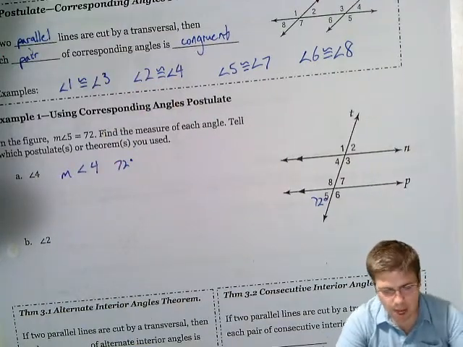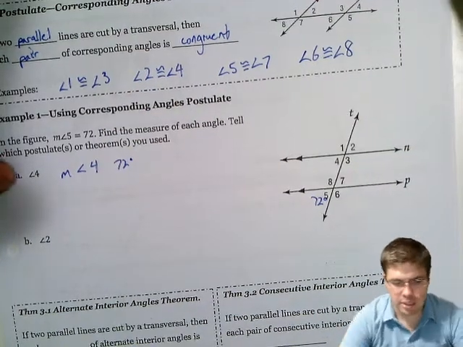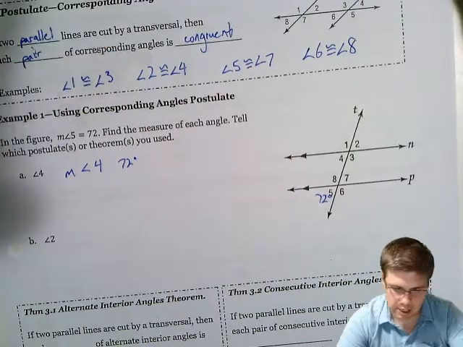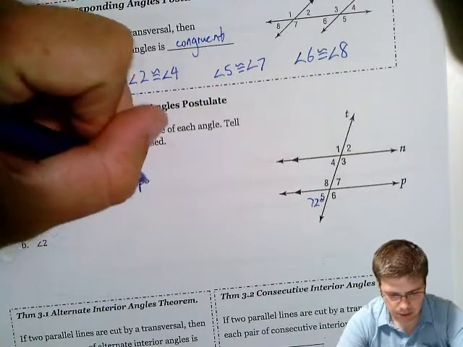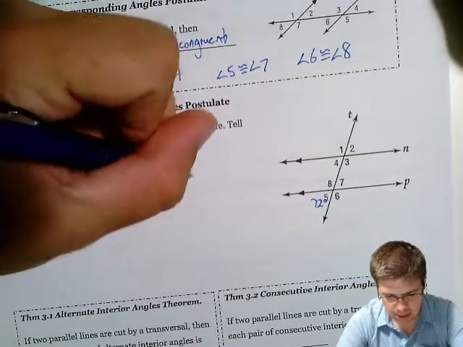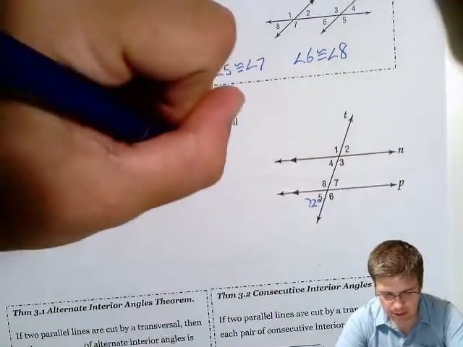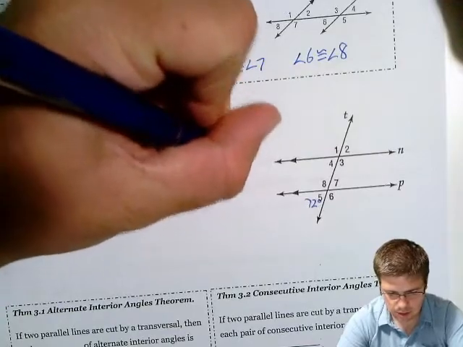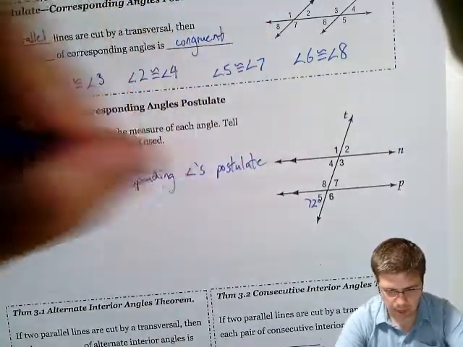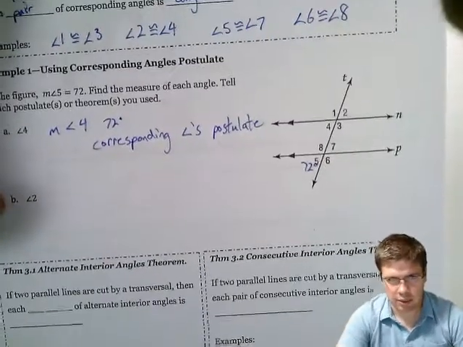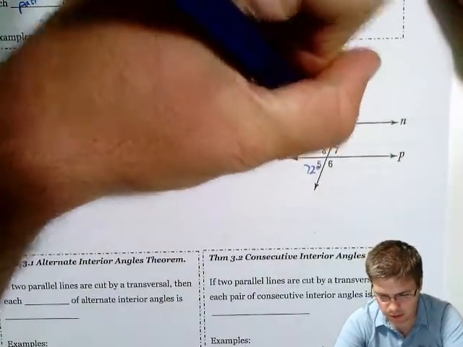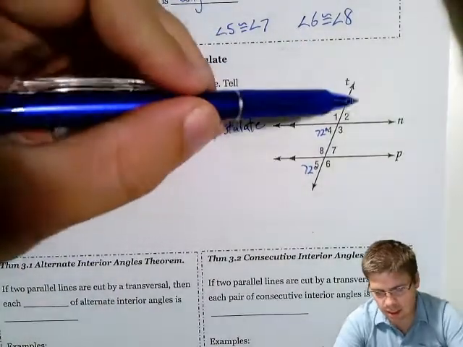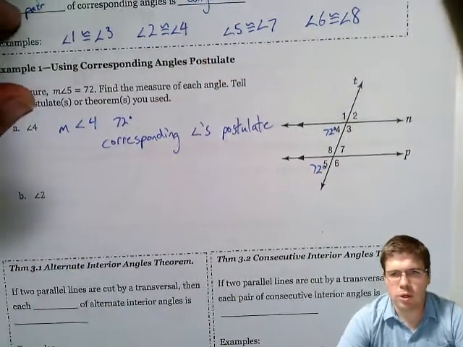All right, and so what postulate did we use in that? That is our corresponding angles postulate, right? So that's the one we just learned. Corresponding, I'm going to shorthand this, angles postulate. You could probably write that out, but I'm just going to go shorthand with that one. All right, so this we know is 72 degrees. What about angle 2 up here? What do we know about angle 2?